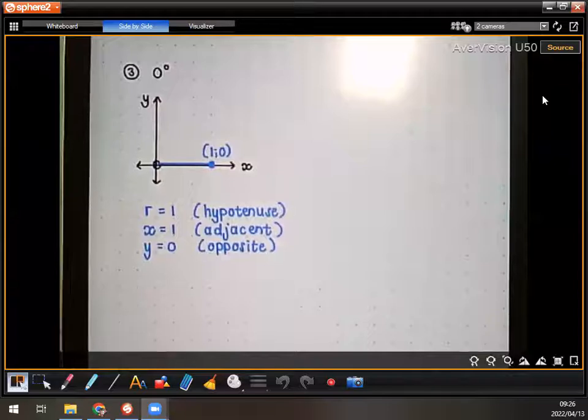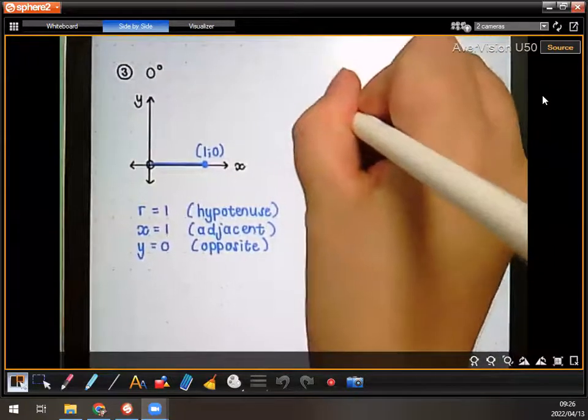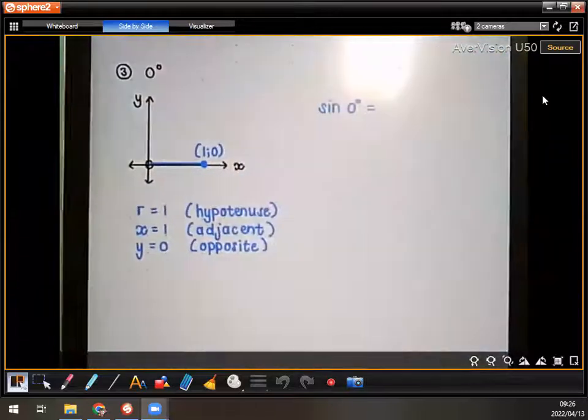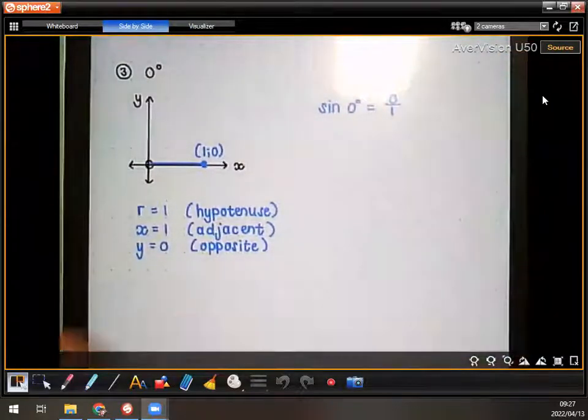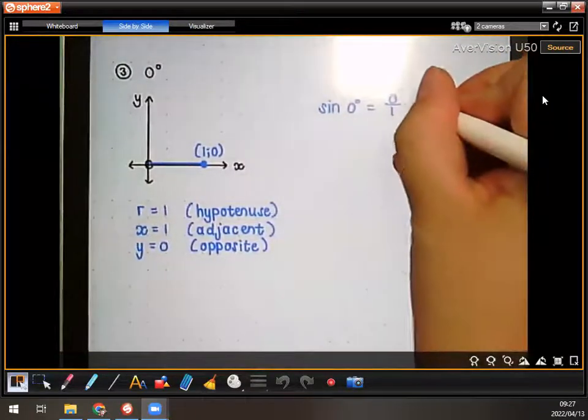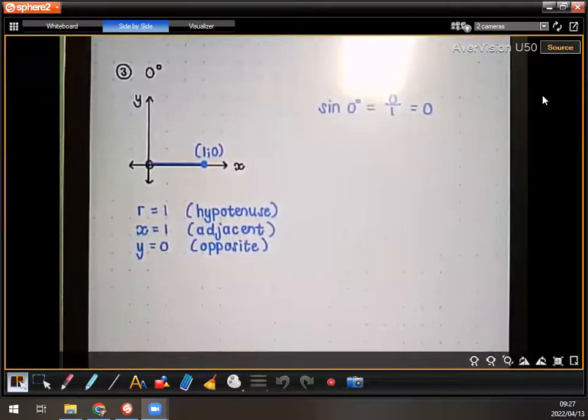So now what does this mean? You guys have been asking me, why is sine 0 equal to this? Why is cos 0 equal to this? And I've been saying, just hang on, we're getting to it. So now we can say that sine of 0 degrees. What is sine again? Opposite over the hypotenuse. So 0 over 1, which is what? What is 0 divided by anything? 0. And if you type sine 0 into the calculator, it does come up with 0.